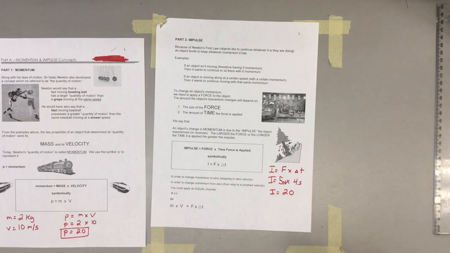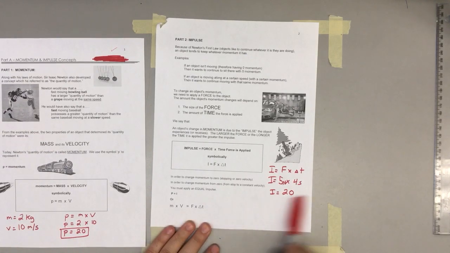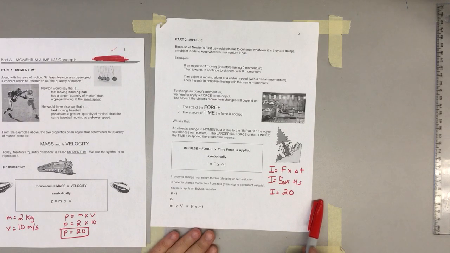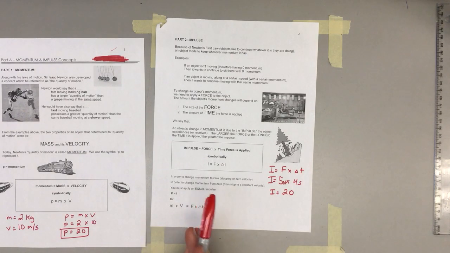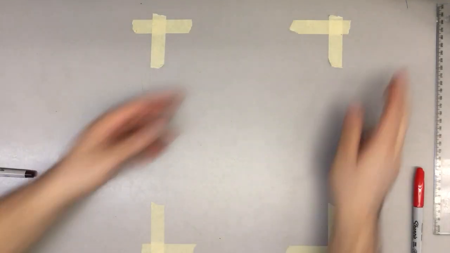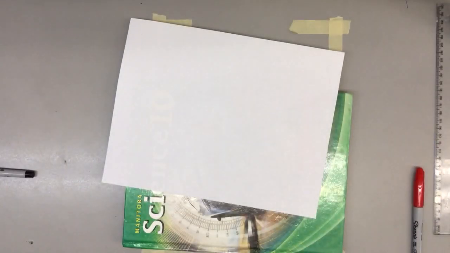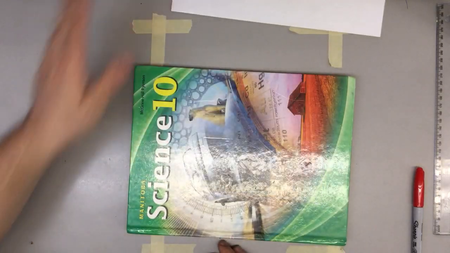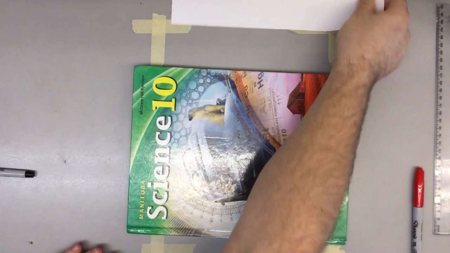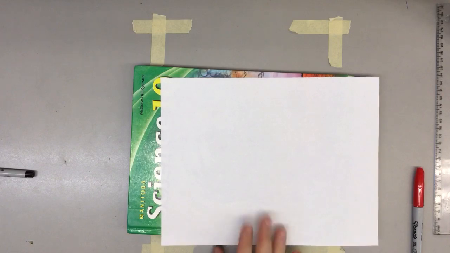If a car applies its brakes, it's going to apply an impulse which is a low force over a large period of time. But if it hits a wall, it's going to have a short period of time, and the force is going to be very high to achieve that impulse. Now, my little example for that is going to be between a textbook and a piece of paper.